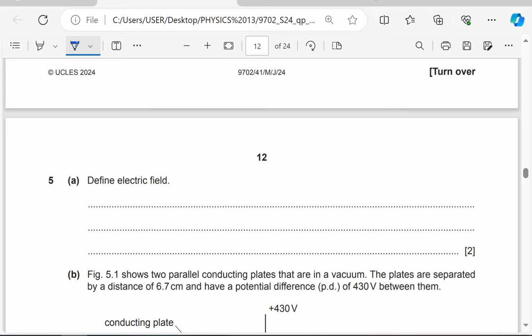Then question number 5, define electric field. Of course, electric field, you can find it as a region of space.